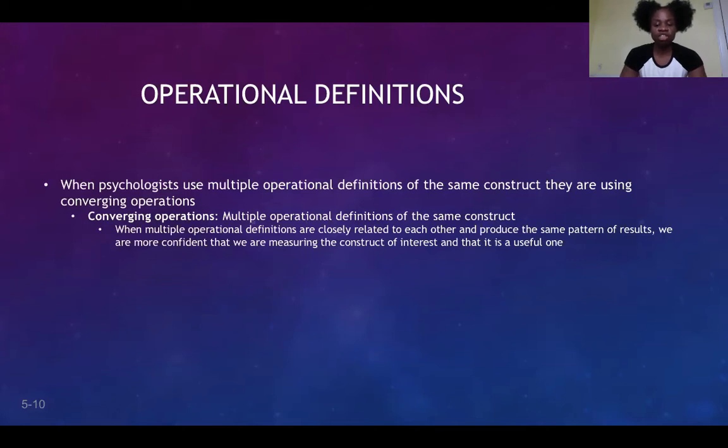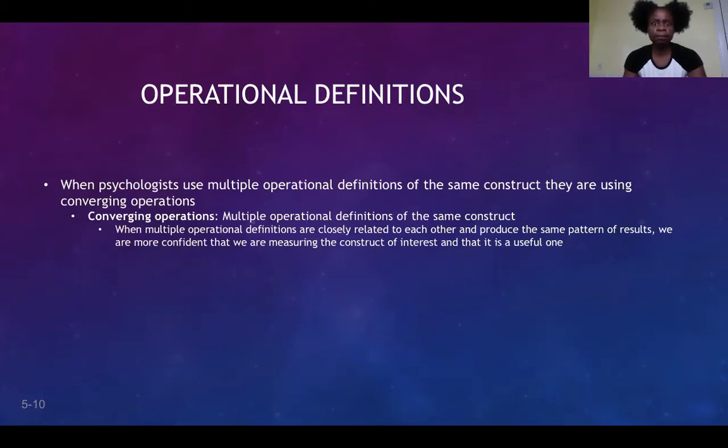When a psychologist uses multiple operational definitions of the same construct, they are using converging operations. Its advantage is that when scores based on several different operational definitions are closely related to each other and produce similar patterns of results, it shows that the variable is actually being measured.